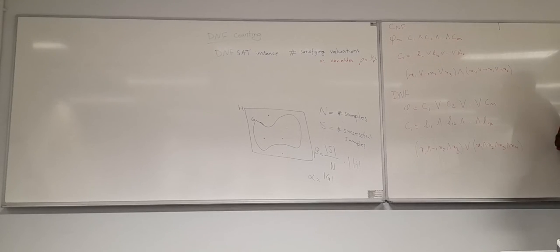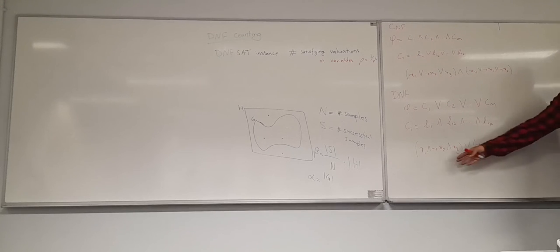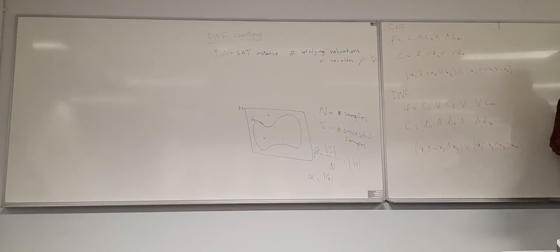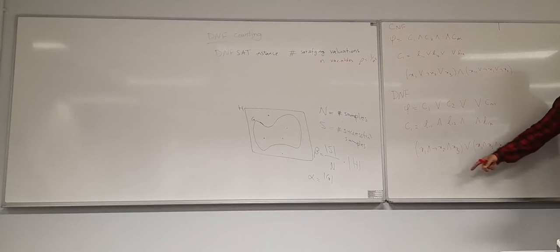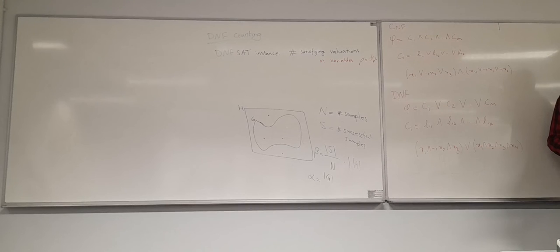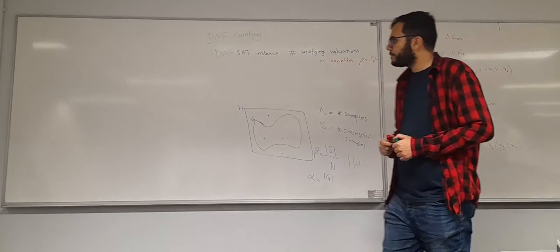So I cannot just say, oh, I take one of these clauses uniformly at random, and then I take one of the valuations that satisfy that clause uniformly at random, right? Because that would not give me a uniform sampling of all the valuations that I want. Okay? So I have to be a little bit more careful. Now, here's the thing.